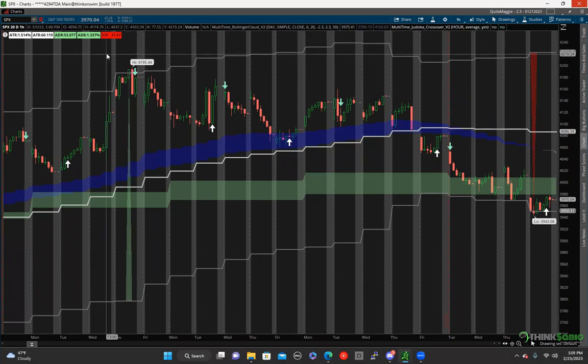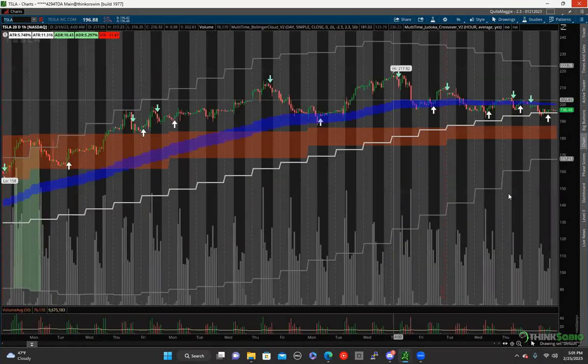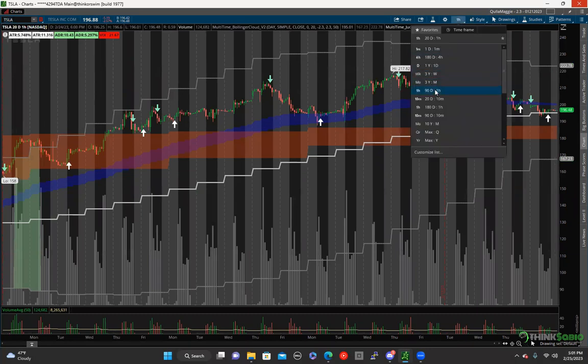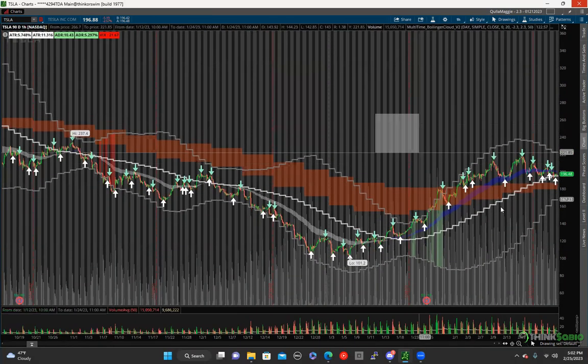But again, we have to understand it depends on the stock. A stock that has a higher ADR percentage, SPX only has 1% right now, but if you look at Tesla, it tells us a different story. For example, look at here.